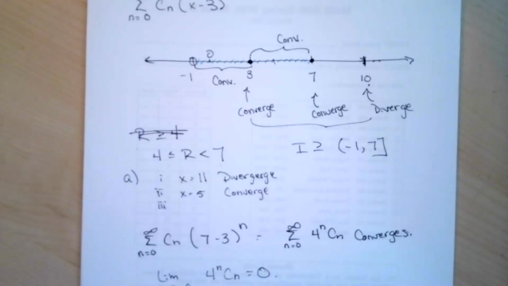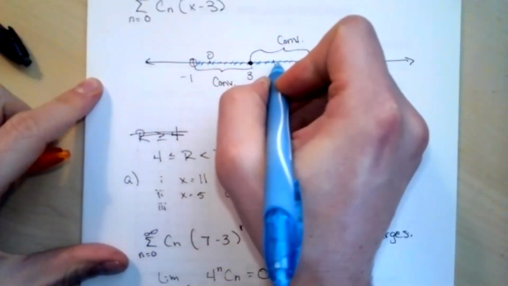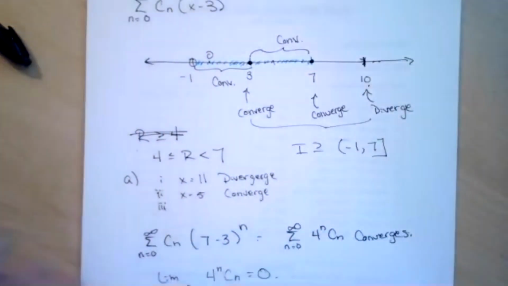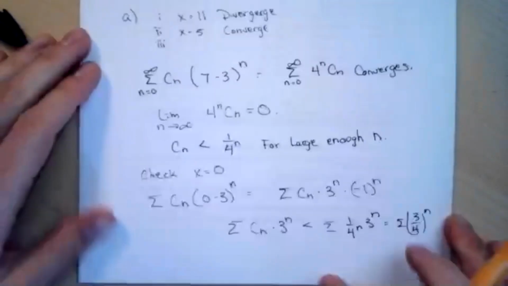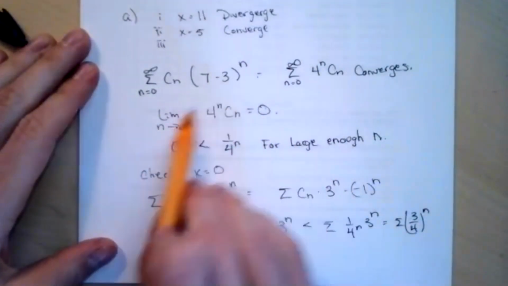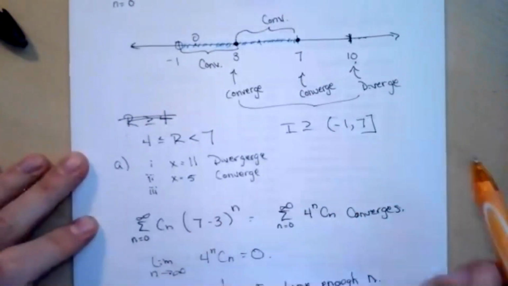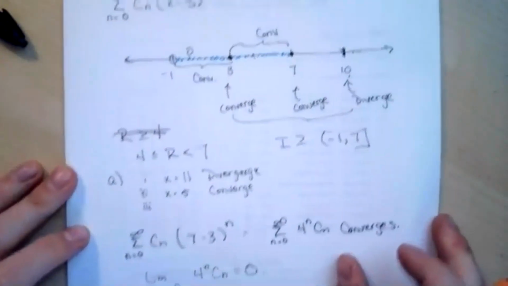So that blue is our convergence. We know for sure it's converging by the interval of convergence. You could also do a ratio test, actually, if you wanted. You can essentially do a ratio test to deduce this kind of information. We know that the ratio of Cn over Cn plus 1 is going to be at least 4 when we compute that limit.